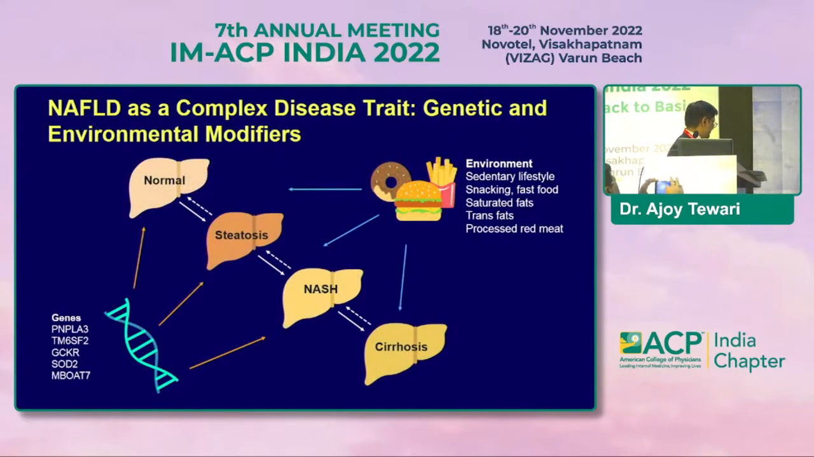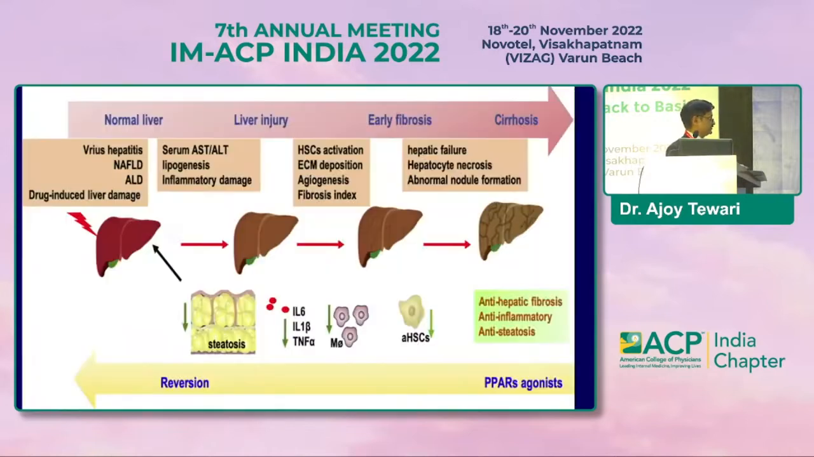Factors, we know that genes are contributing to the formation and progression of NASH, but the environmental factors are also of great importance. That is the sedentary lifestyle, the modern eating habits, snacking, fast food, saturated fats, trans fats, processed beef, meat, so all are contributing to it. So this is the continuum, how it goes.